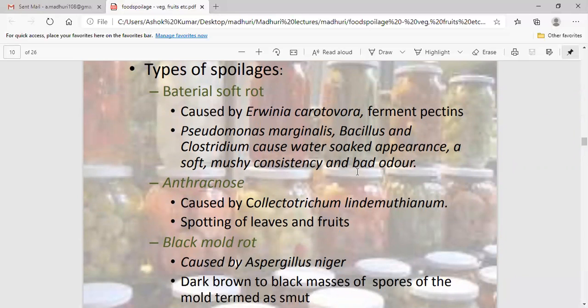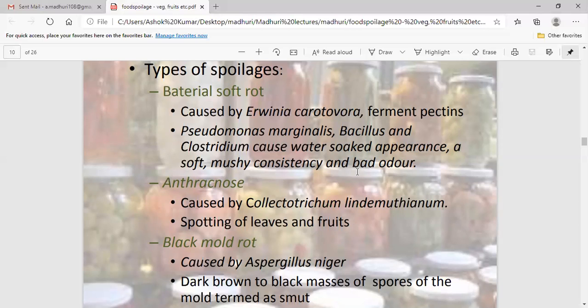First one is bacterial soft rot. When we call it bacterial soft rot, the vegetables or fruits become soft. Actually, they should be very hard in their natural texture, but after spoilage they will become very soft. So that can be called bacterial soft rot. It is usually caused by Erwinia carotovora, which ferments pectins, and other organisms include Pseudomonas marginalis, Bacillus, and Clostridium. These organisms cause a water-soaked appearance, a soft, mushy consistency, and bad odor.